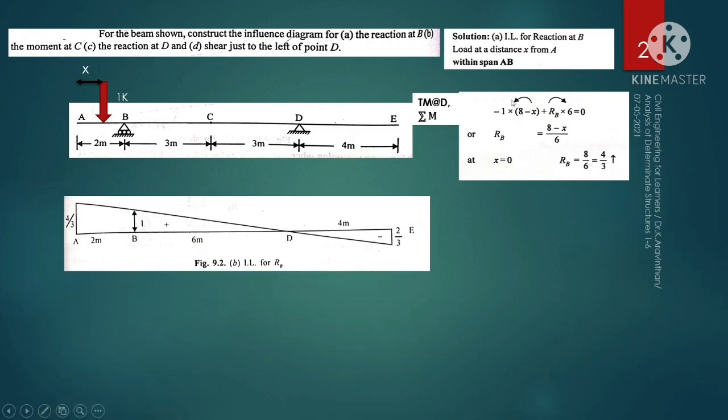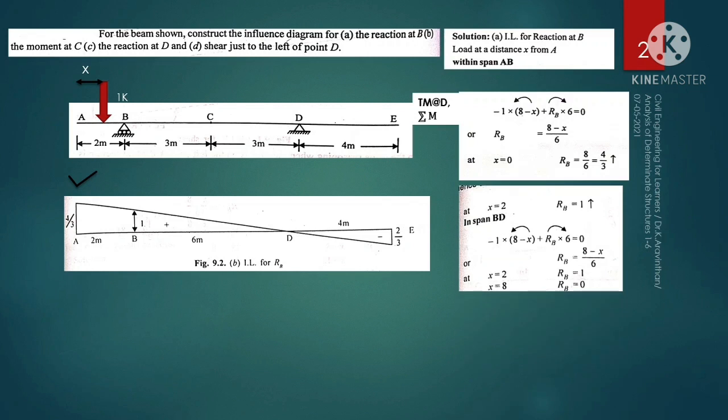Now if you want to find the influence line, we have assumed x from the point A. So let us assume this as 0, the origin, and let us substitute x equal to 0 in this equation. If I substitute 8 minus 0, 8 by 6 will be the value. 8 by 6 equal to 4 by 3. This is positive. Hence the influence line at the point A will be 4 by 3, which is plus.